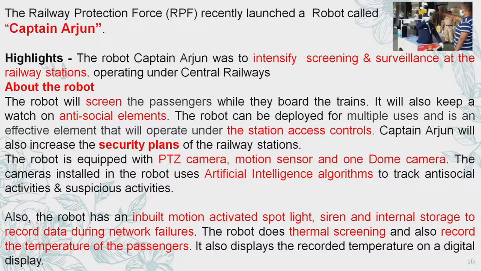The robot is equipped with a PTZ camera, motion sensor, and one dome camera. The cameras installed in the robot use an artificial intelligence algorithm to track antisocial activities and suspicious activities. Also, the robot has an inbuilt motion activated spotlight, siren, and internal storage to record data during network failures.